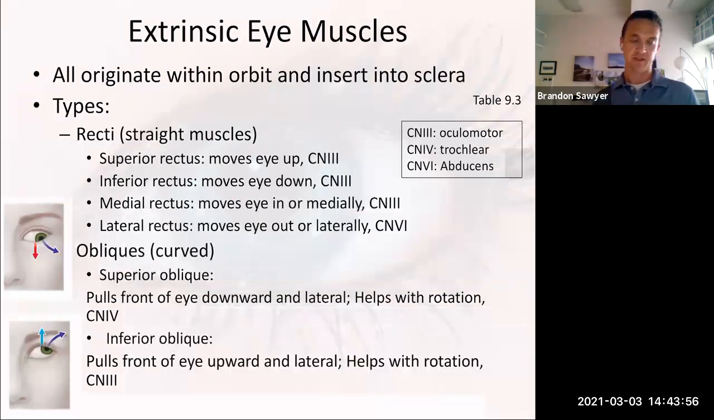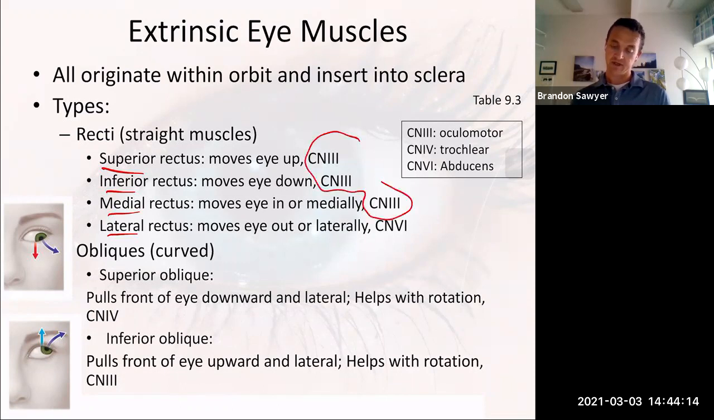Okay, lastly, we've got these extrinsic eye muscles. I'm just going to uncover these. One of those boxes was in the wrong spot anyways. This is a review from last semester, right? So there's 4 recti muscles and 2 oblique muscles. The recti muscles: superior rectus, inferior, medial, lateral. The top 3 are all controlled by cranial nerve 3, the 4th one by cranial nerve 6. And you can see the motions that those produce.